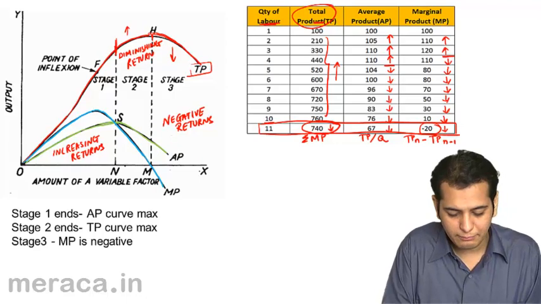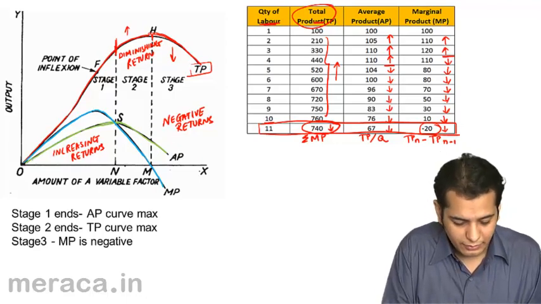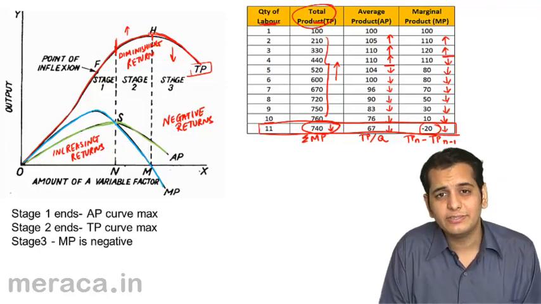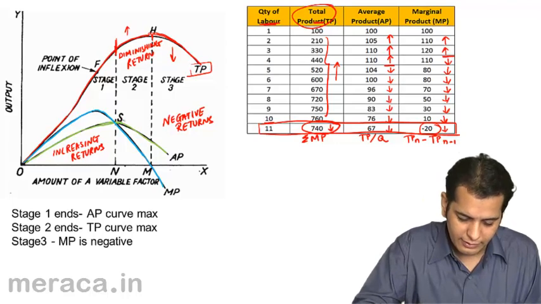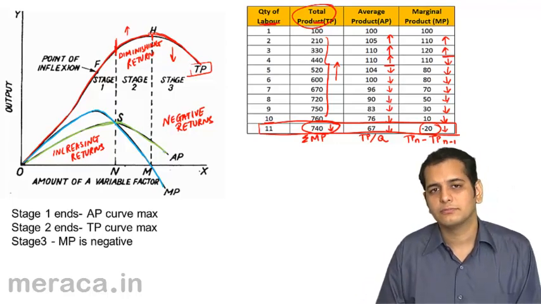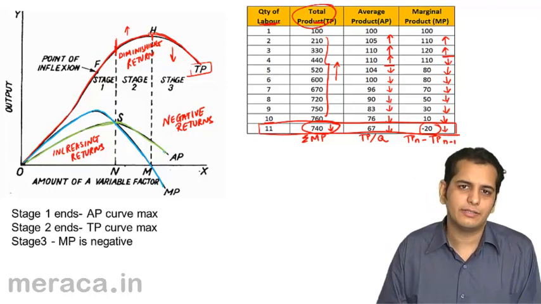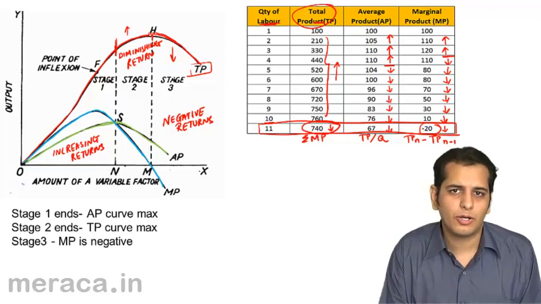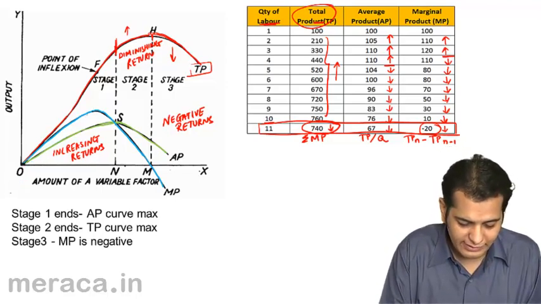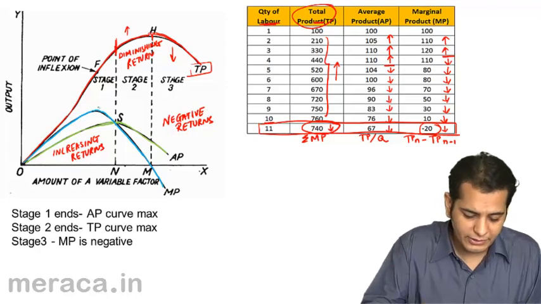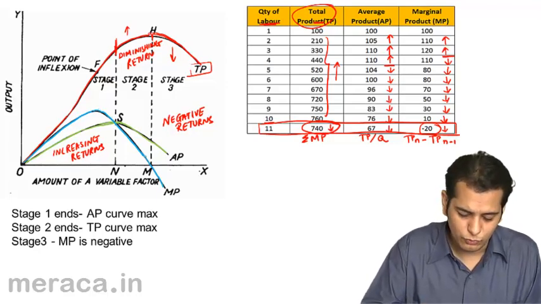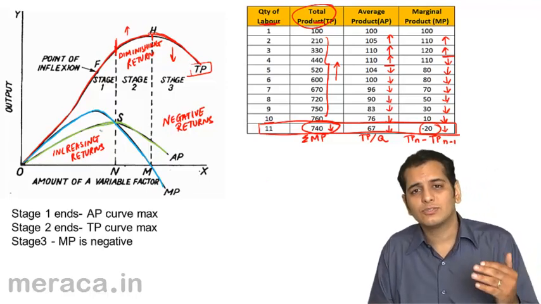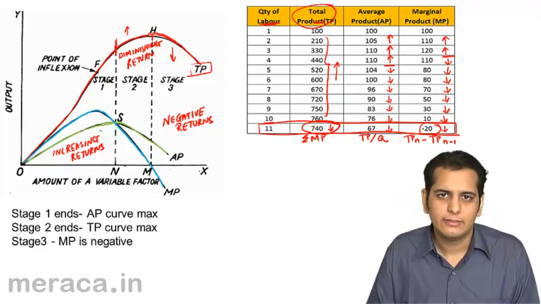So initially what happens to the average product curve is it goes on increasing, and when it reaches its highest point, it then starts to fall. It then diminishes or decreases. Same is the case with the marginal product curve. The marginal product curve initially increases, and when it reaches its highest point, it starts to fall from there. But the marginal curve starts to fall before the average product curve.